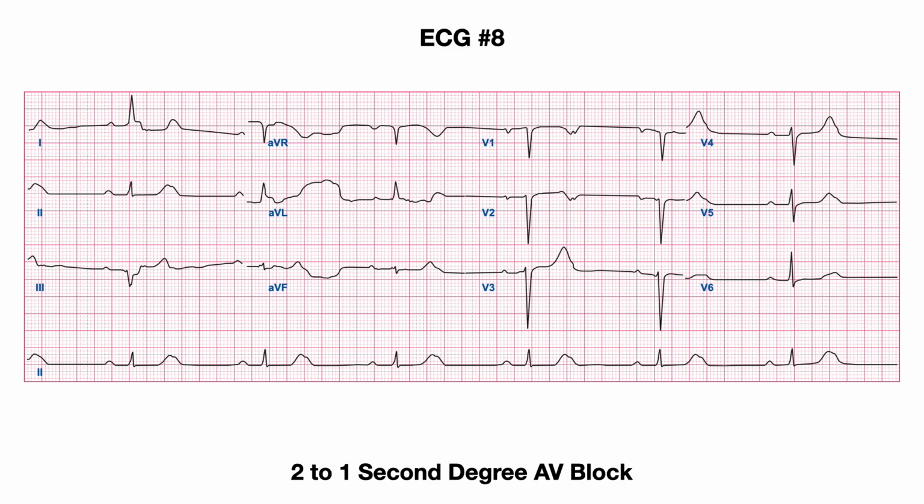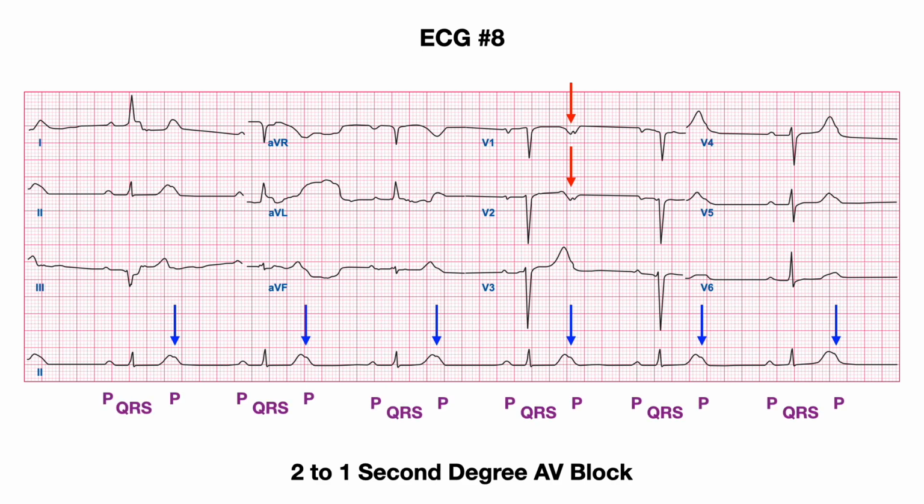This is most evident in leads V1 and V2, as shown with the red arrows, and in the lead 2 rhythm strip on the bottom, as shown with the blue arrows. Always look for hidden P waves in an ECG that appears to be simple bradycardia. This cannot be called Wenckebach block or Mobitz type 2 second-degree AV block because there are not at least 2 consecutively conducted beats or 3 Ps to 2 QRSs before the block. It is simply 2-to-1 second-degree AV block.